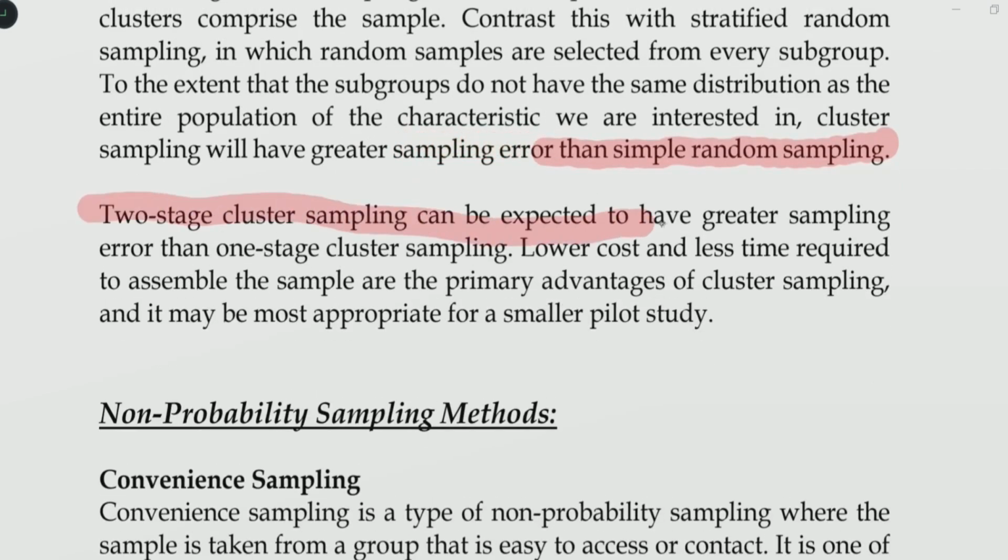Two-stage cluster sampling can be expected to have greater sampling error than one-stage cluster sampling. Lower cost and less time required to assemble samples are primary advantages of cluster sampling, and it may be most appropriate for a smaller pilot study.